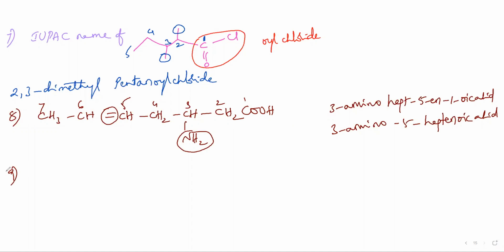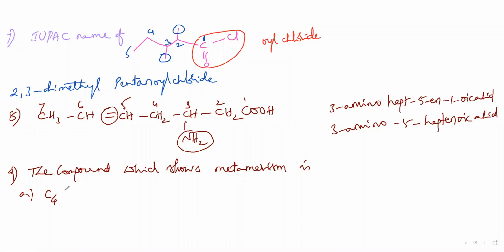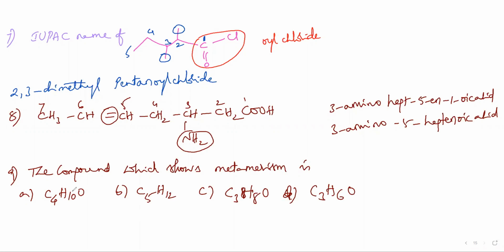Next question, we'll move to isomerism questions. The compound which shows metamerism is, options given are C4H10O, C5H12, C3H8O, and last option C3H6O. Let us consider the first option, C4H10O, whether it exhibits metamerism or not.